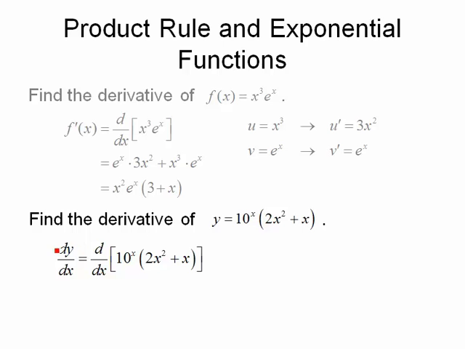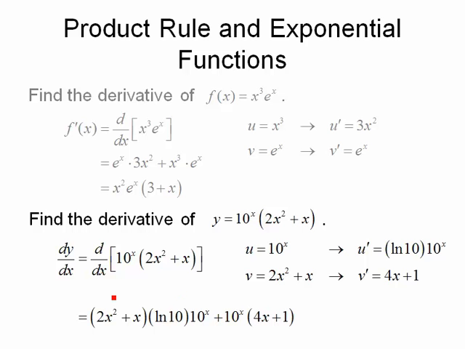So I'm going to call this derivative dy dx, and my u is 10 raised to the x power, and my v is 2x squared plus x. So we need to take u prime and v prime. The derivative of the u is ln of 10 times 10 raised to the x, and the derivative of the v is 4x plus 1. Now let's put those into the product rule.